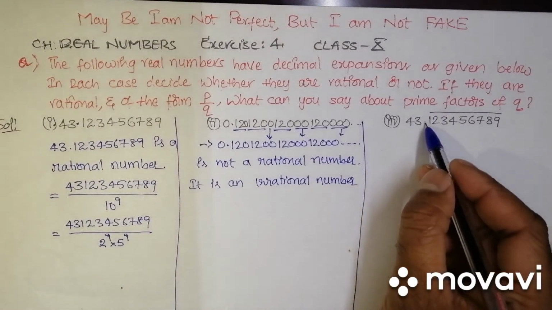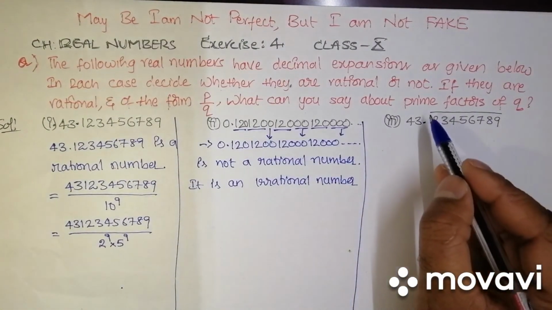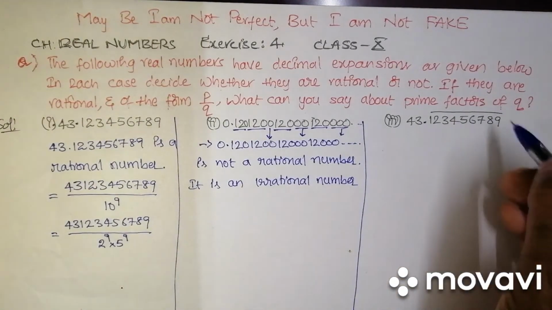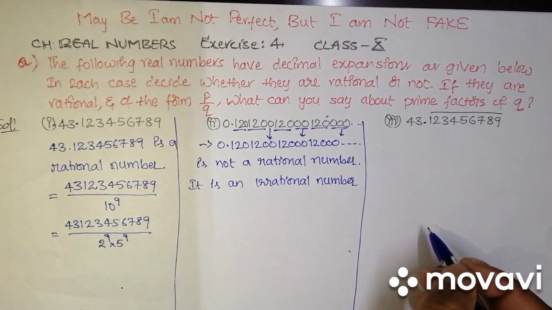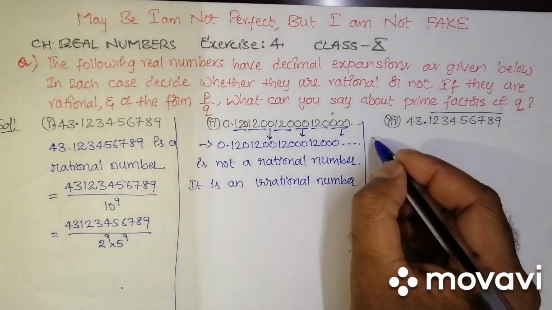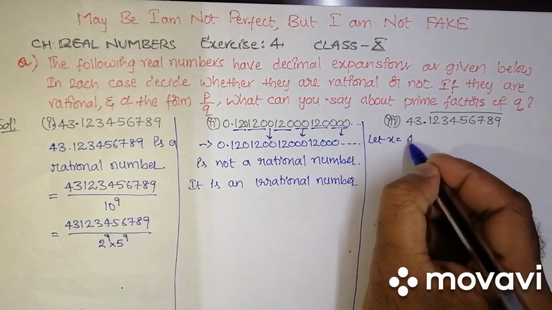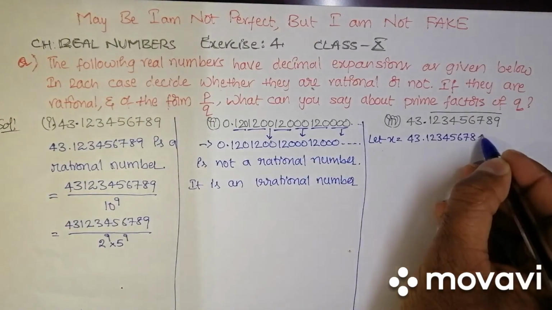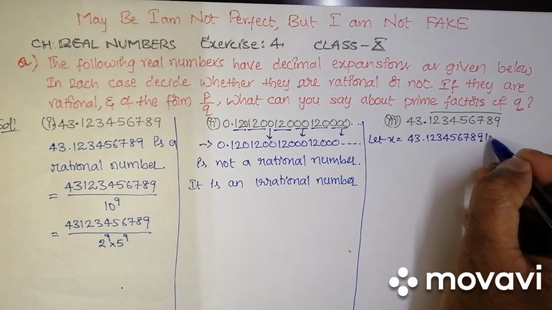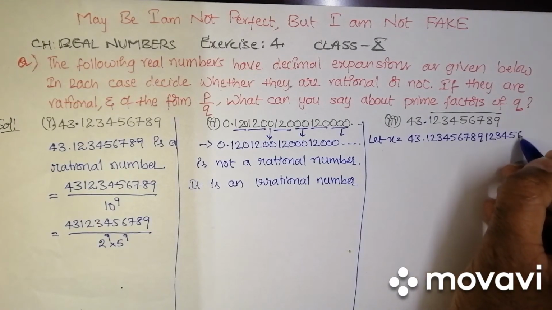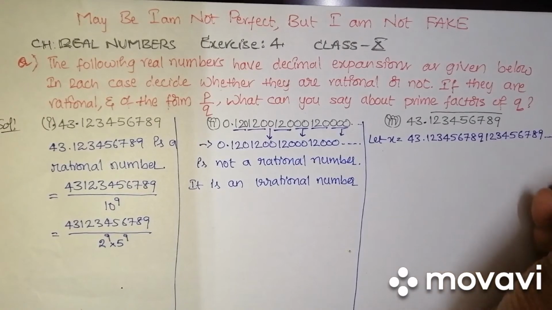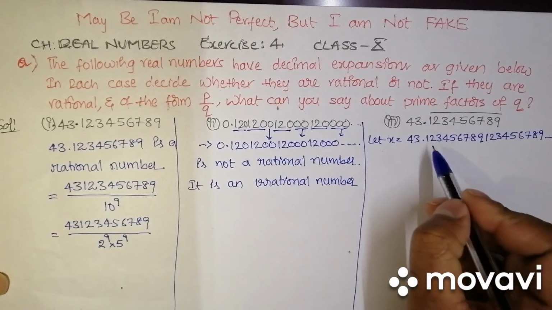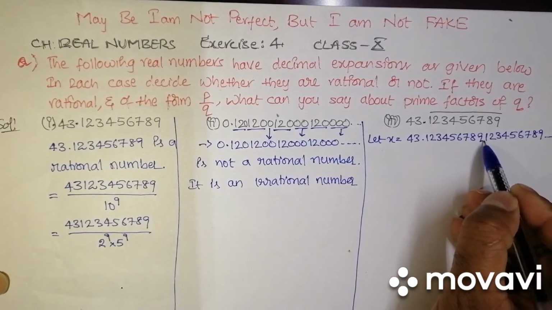Here, 43.123456789 with the bar from 1 to 9, which means 1 2 3 4 5 6 7 8 9 continuously repeats, infinitely. Now, to write this in p by q form, let us follow the steps. Let x be equal to 43.12345678 and it keeps going like 1 2 3 4 5 6 7 8 9 again, infinitely. Now, I want to move this decimal point 9 places.